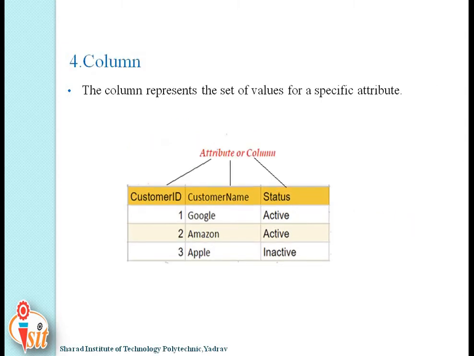Next one is column. A column represents the set of values for a specific attribute, or you can say a column is a vertical entity in a table that contains all information associated with a specific field in a table. Here there are three columns, that is customer ID, customer name, and status. These are the three columns of the table.